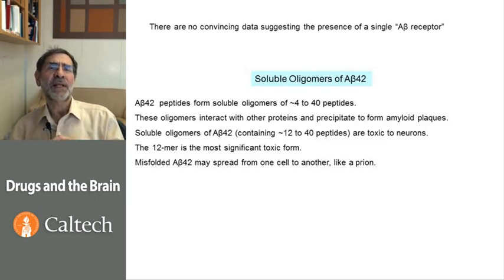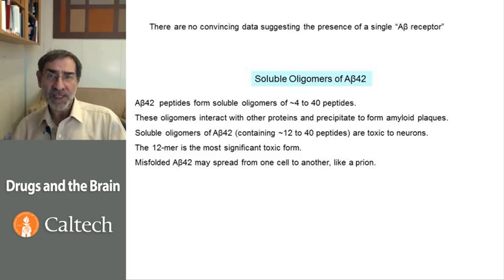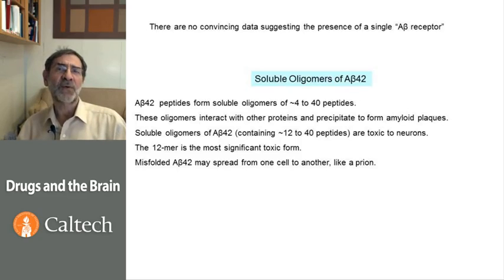So the usual assumption is that A-beta 42 toxicity is a cell-autonomous process. The cell that has a bad A-beta 42 dies, and that's all. But in fact, misfolded A-beta 42 may spread from one cell to another. And here the example are prion diseases, in which a misfolded conformation of a prion gets spread from one cell to another and causes disease. We don't know how important this prion-like quality of A-beta 42 is. We'll talk about it again when we talk about synuclein, which may also be a prion causing Parkinson's disease.